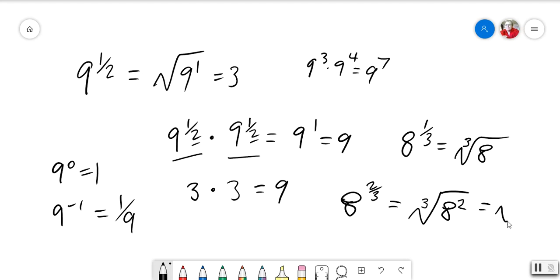So that would just be the cube root of 64, except by the method I showed you earlier, it would be much easier just to say the cube root of 8 quantity squared. Cube root of 8 is 2, 2 squared is 4. And 4, in fact, is the cube root of 64.